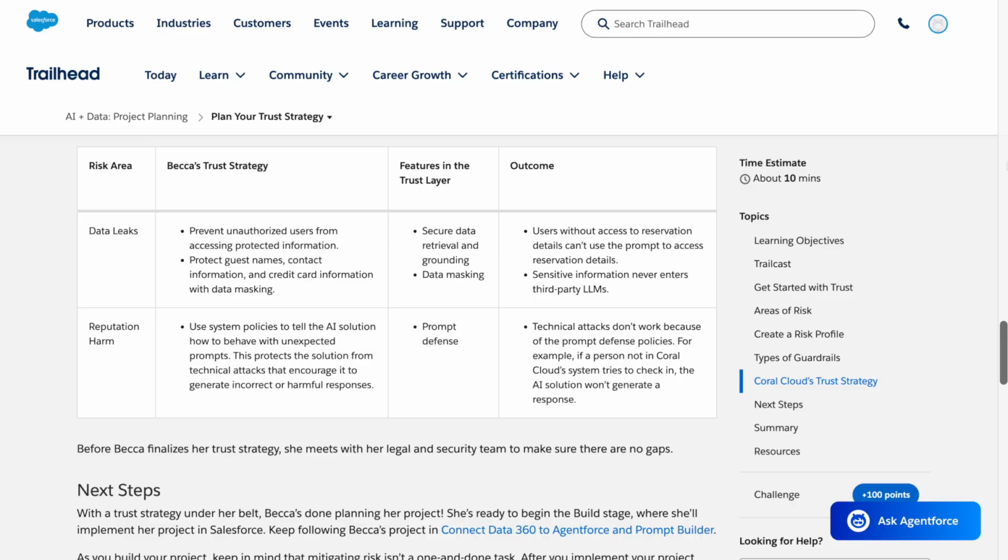Features in the trust layer. Secure data retrieval and grounding. Data masking. Outcome. Users without access to reservation details can't use the prompt to access reservation details. Sensitive information never enters third-party LLMs.